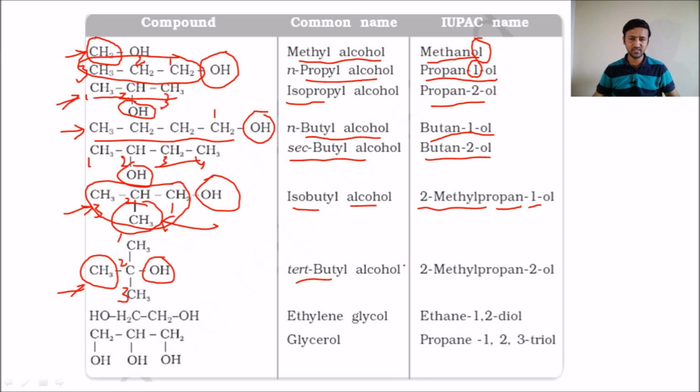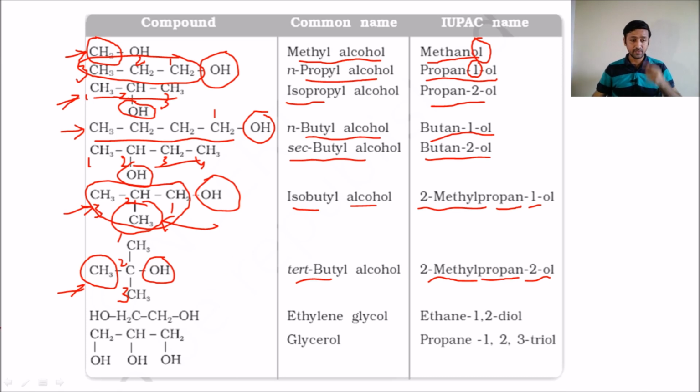It is 2-methyl, 3 carbon chain. We can take it as prop, as it contains only single bonds, right? So it should be propane. Then OH attached to the second position, right? So it is said to be propane-2-ol. The IUPAC name for tertiary butyl alcohol is 2-methylpropan-2-ol, right?